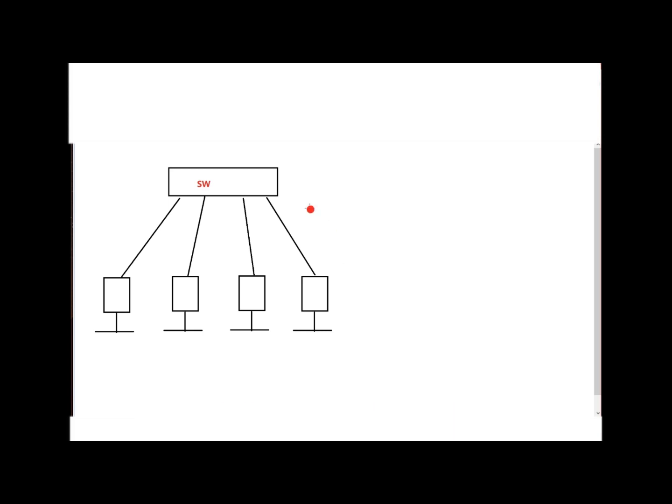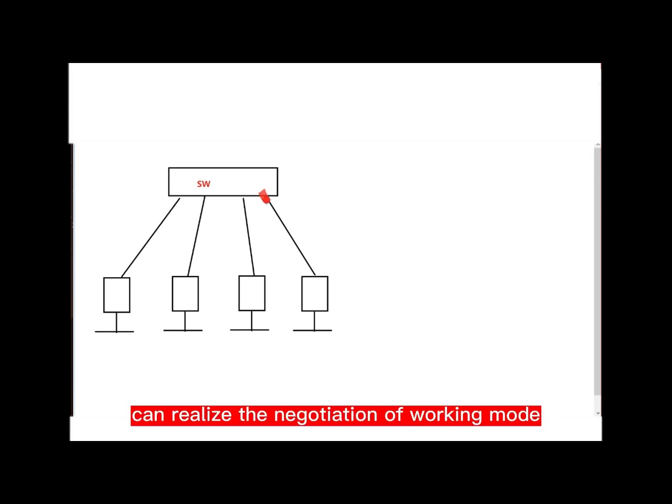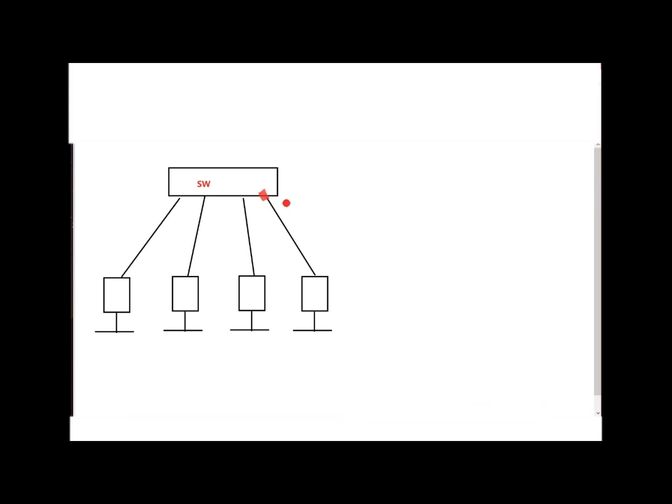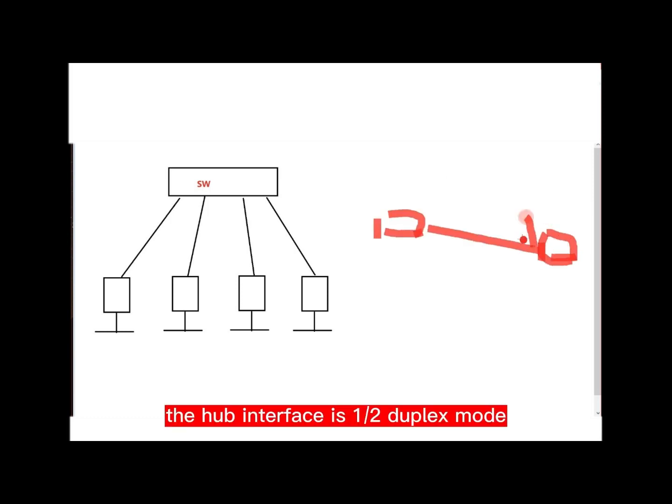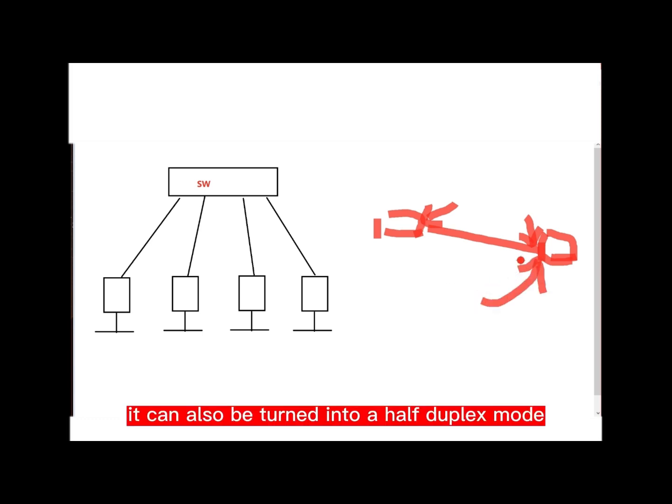Self-negotiation behavior. Its interface can realize the negotiation of working mode. For example, the switch is connected to a hub. The hub interface is a half-duplex mode. The switch is in full duplex mode. Switches can be compatible with the smaller one. It can also be turned into a half-duplex mode.